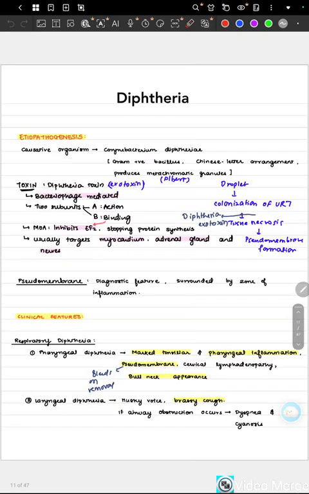Then next is diphtheria. So diphtheria is caused because of Corynebacterium diphtheriae. It is a gram-positive bacillus. Chinese letter arrangement is seen, and it produces the metachromatic granules that are stained by Albert stain. The toxin is the diphtheria toxin, which is an exotoxin.